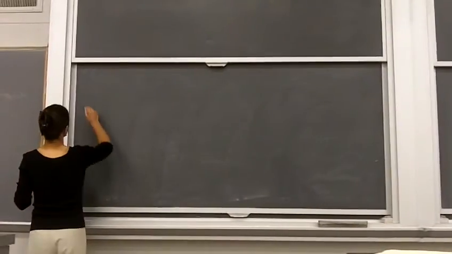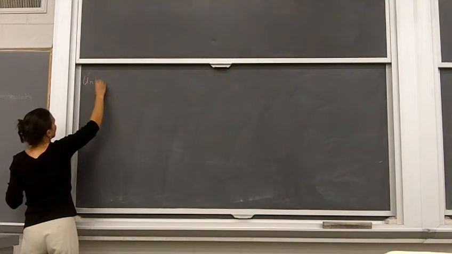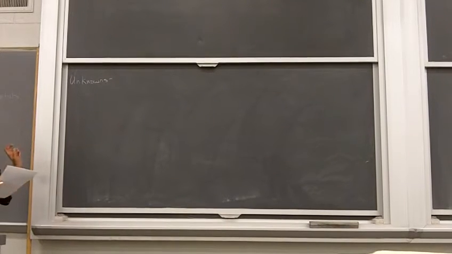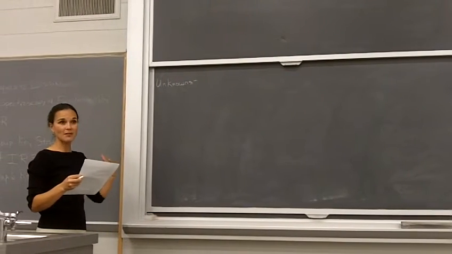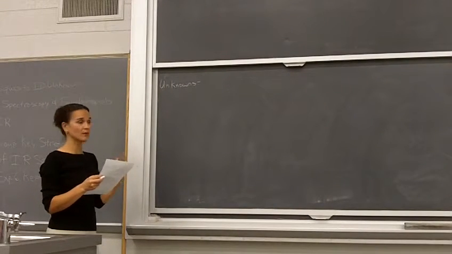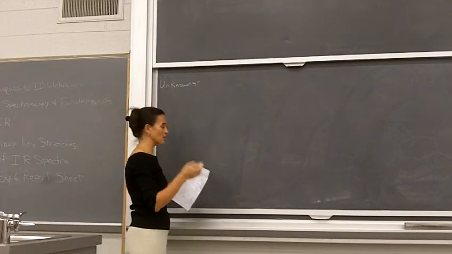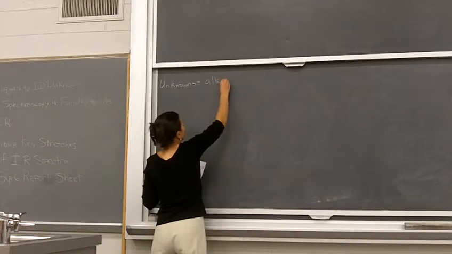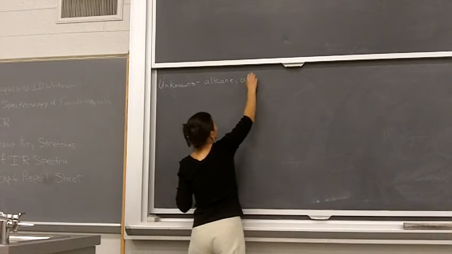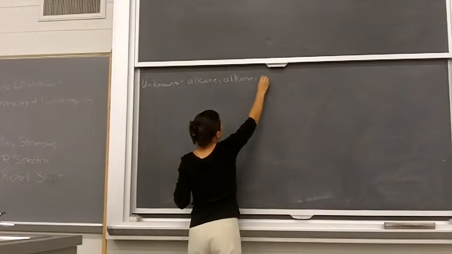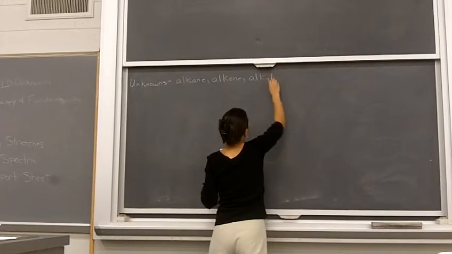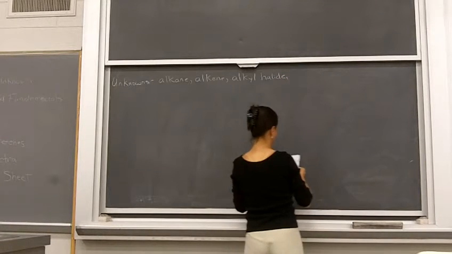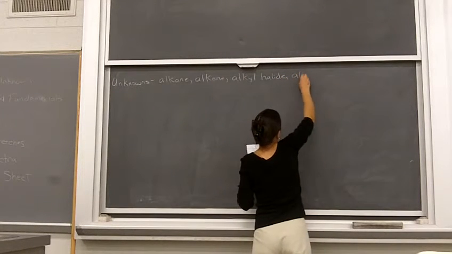Experiment 6, we're going to be using unknowns again. And it's a little bit different than experiment 1, where you had a list of possibilities to choose from. This time you don't have a list of possibilities to choose from. You just have possible functional groups that could be in your unknowns. So it could be an alkane, an alkene, an alkyl halide, or alcohol or ketone.